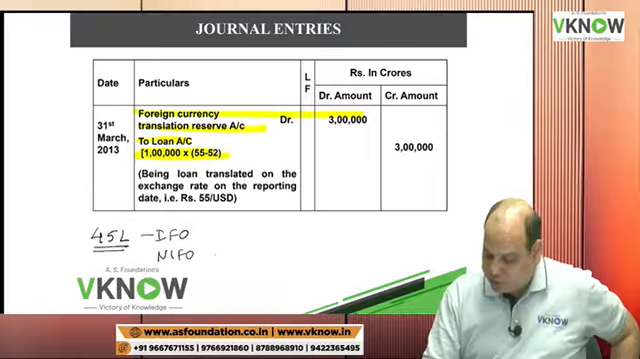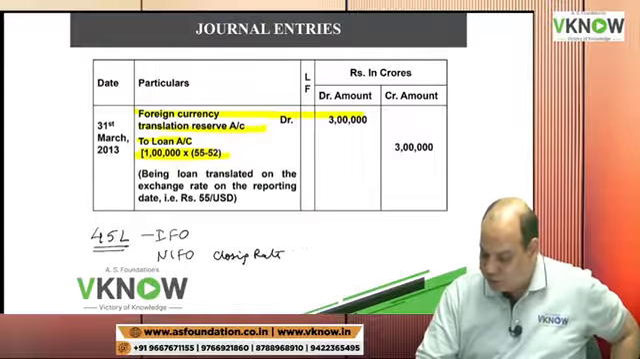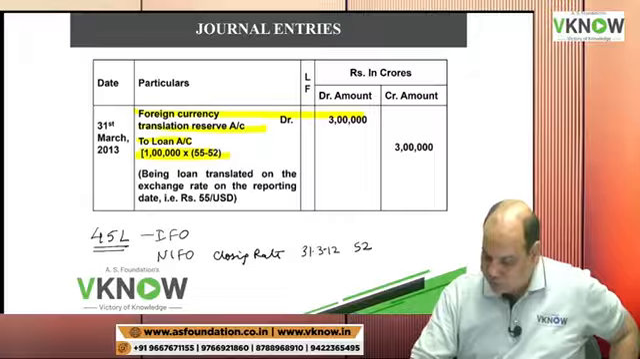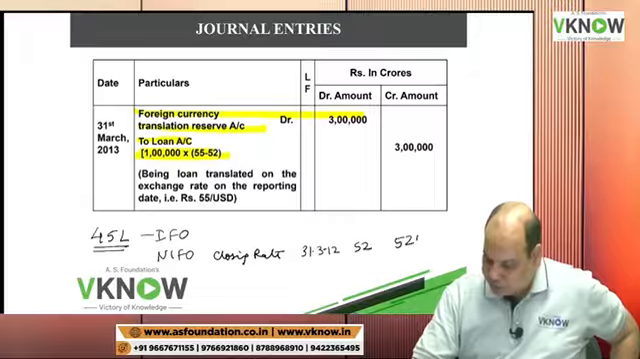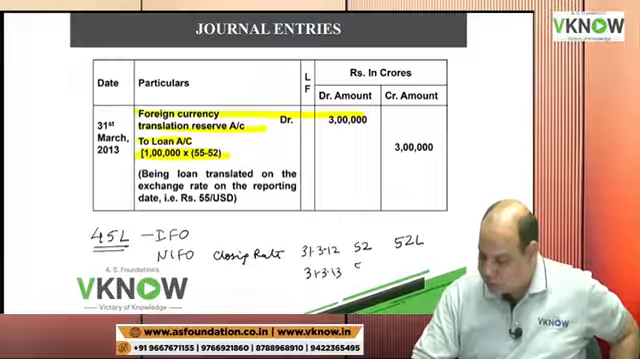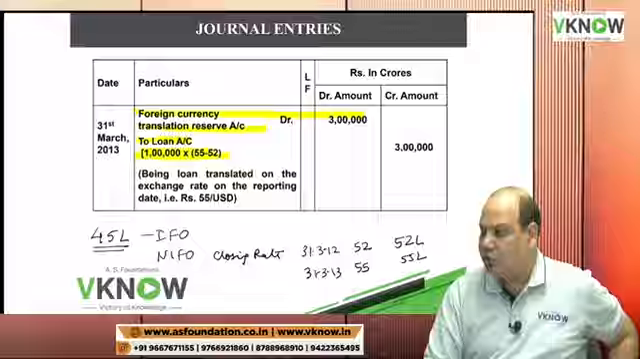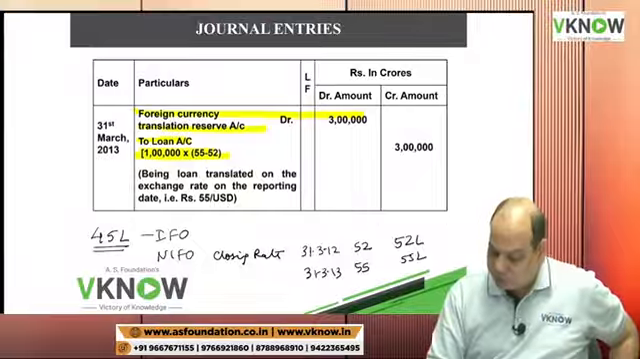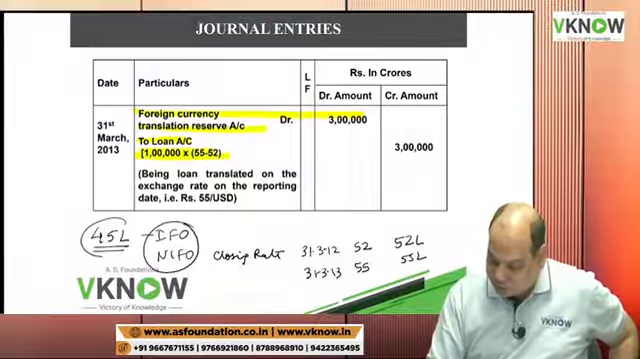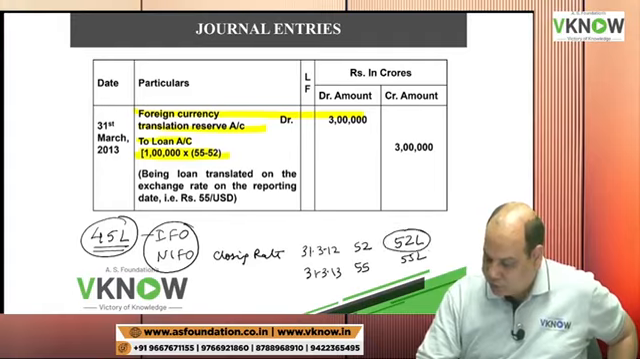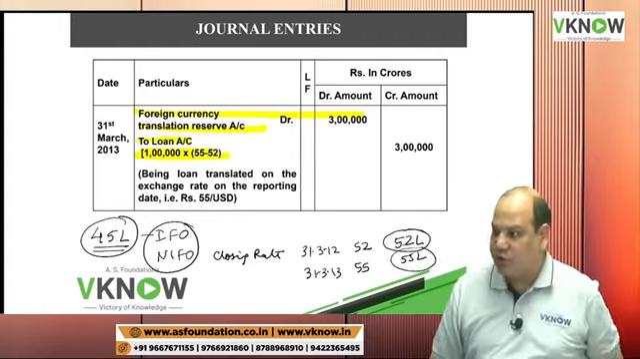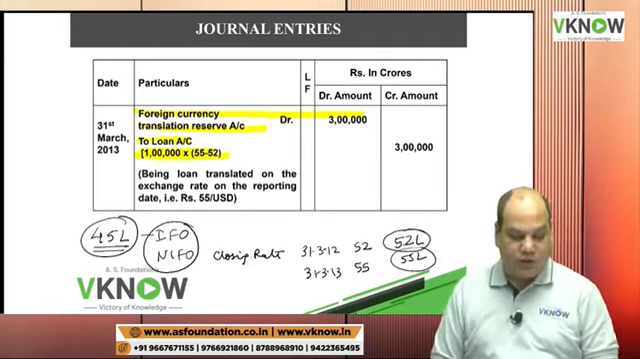So it will be valued at closing rate. Closing rate on 31st March 12 was 52, so it will be valued at 52 lakh. Closing rate on 31st March 13 is 55, so it will be valued at 55 lakh. Therefore, as you change the classification, the value of the land will also start changing. That is what the standard says.